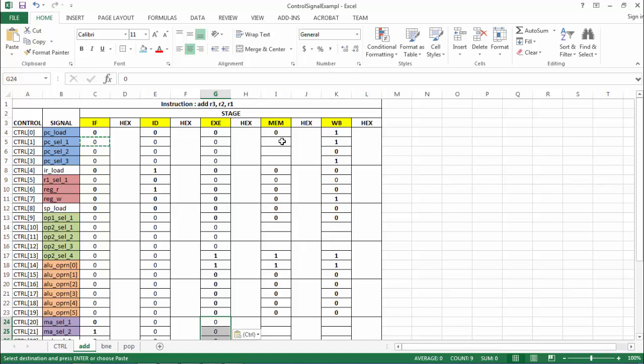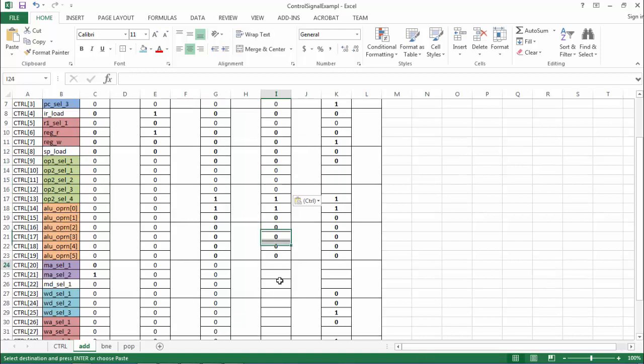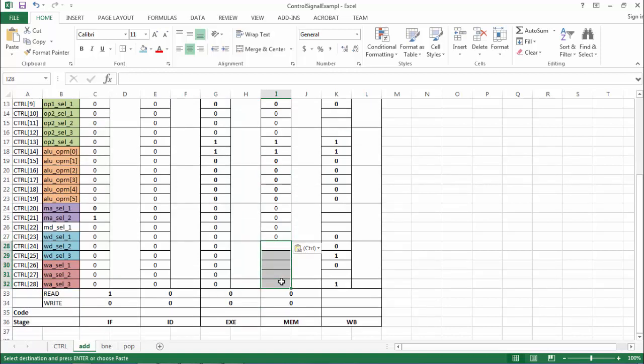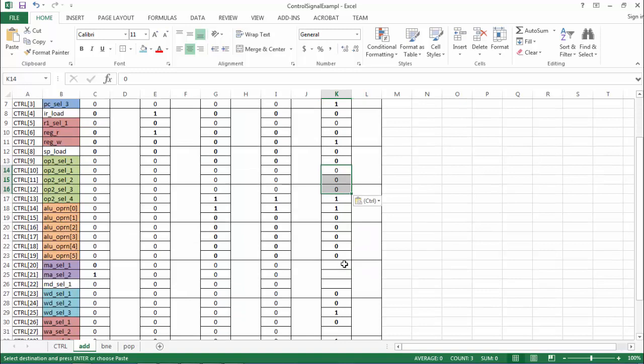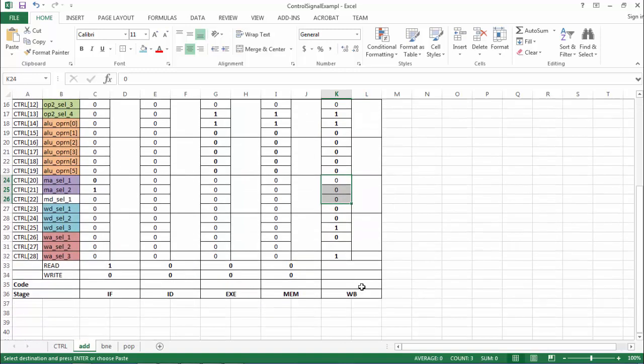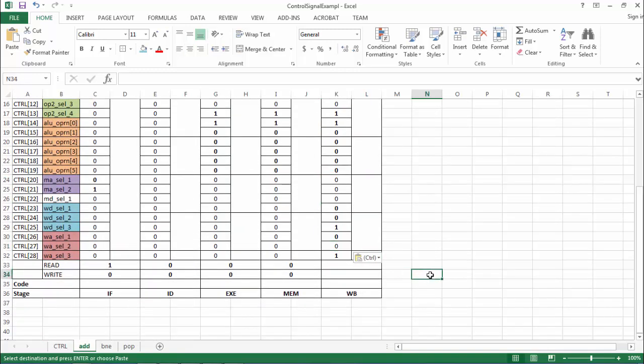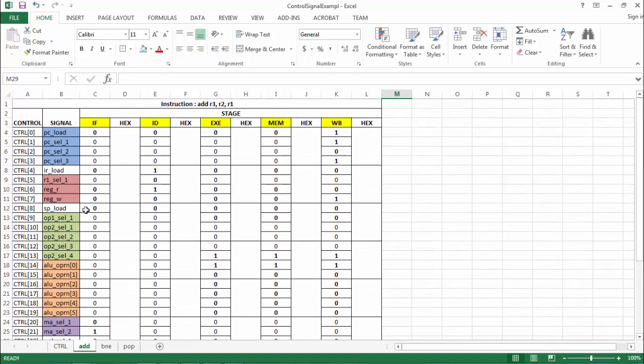Okay, and now 0, 0. Okay, so I'm replacing every don't care term with zeros. Once it is done, all we need to do is just change it to a hex code.